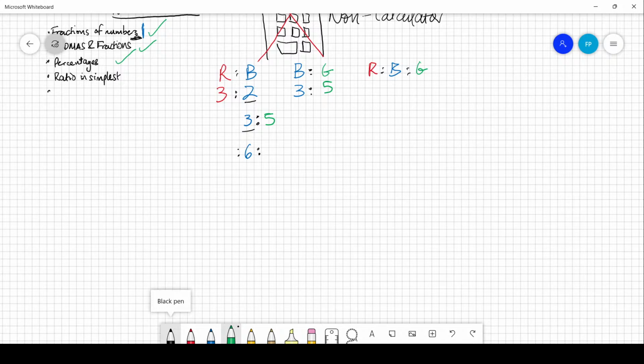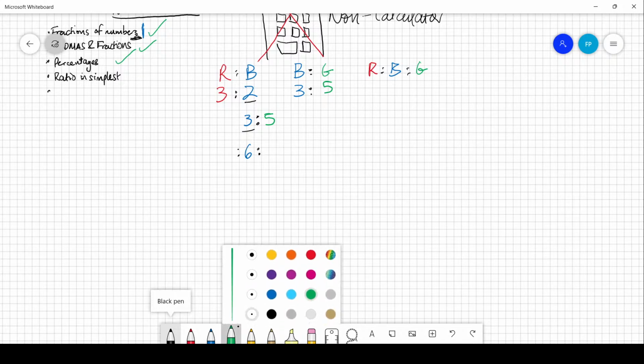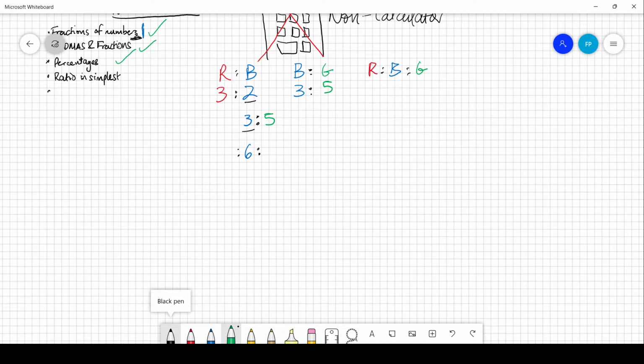So to get from 3 to 6, you multiply by 2. So for every 6 blue counters, there'll be 10 green ones. And to get from 2 to 6, you multiply by 3. So for every 6 blue counters, there'll be 9 red counters. So this would be a typical final answer for this kind of question. Has everyone got that? Yeah.